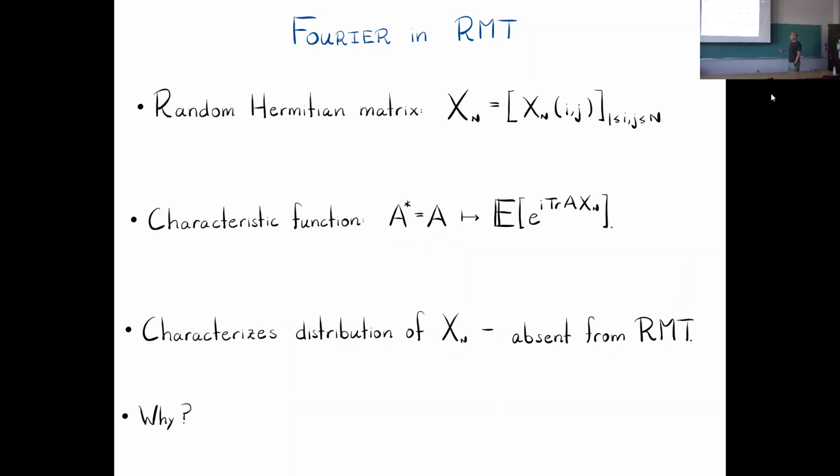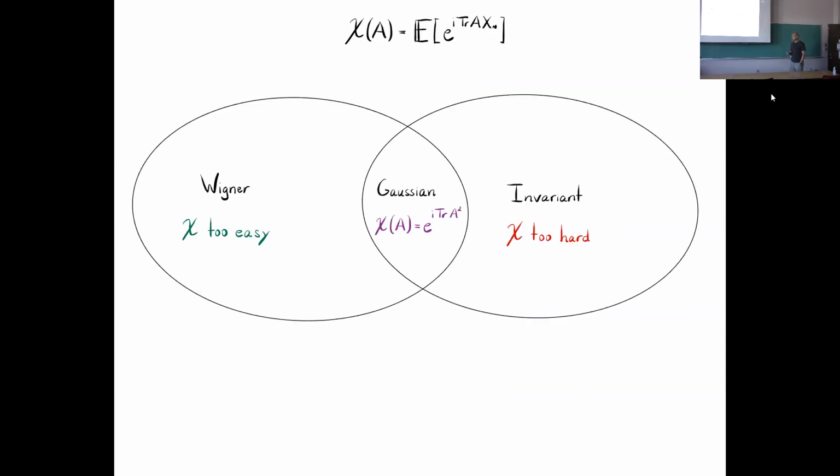In particular, this function characterizes, hence characteristic function, the distribution of X_n, but it's not at all used in random matrix theory. Basically, the main reason is that you don't really think of it as just a vector of n^2 real random variables, right? You're interested in the spectral data. And if you want to access the spectral data from the characteristic function of the random matrix, there are two extreme situations. One is that the characteristic function is too easy, and the other is that it is too hard, depending on which class of matrix models you're in.